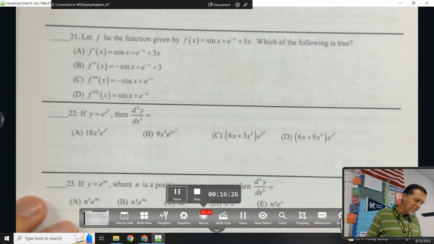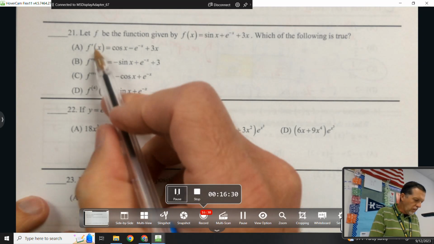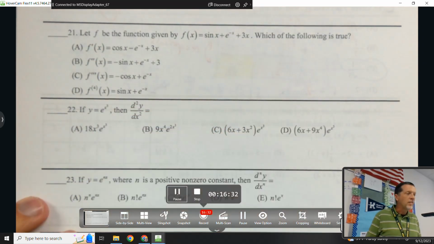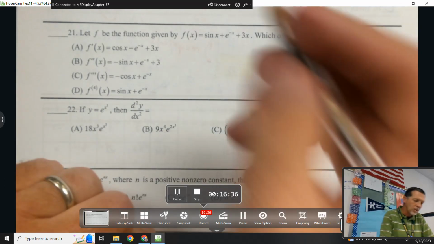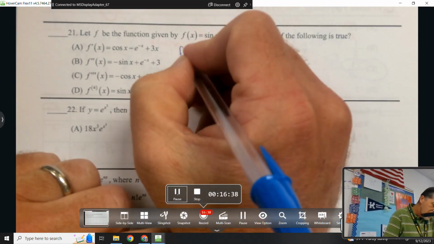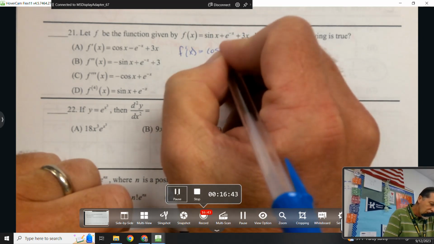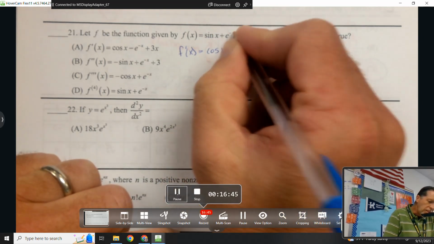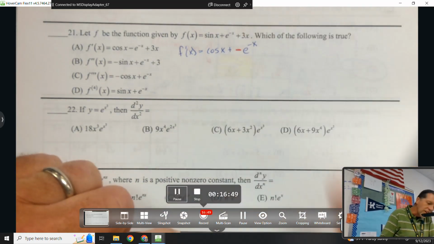F of x is this function. Which of the following is true? First derivative, second derivative, third derivative, fourth derivative. Okay, so I guess I just start taking derivatives until one of them is wrong. Derivative of sine is cosine. Derivative of e to the negative x is e to the negative x. But I need a negative on there because of the chain rule.